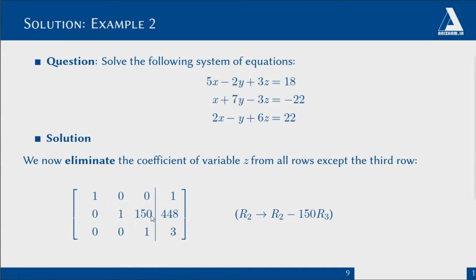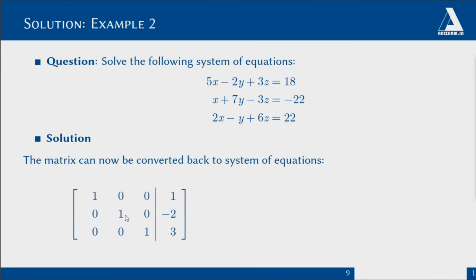And in order to eliminate this 150, we have to subtract 150 times R3 from R2. That is R2 is replaced with R2 minus 150 R3. So that is 0, 1, 0, minus 2, and here already it is 1 and 3. Now we can convert this matrix back into the system of equations.